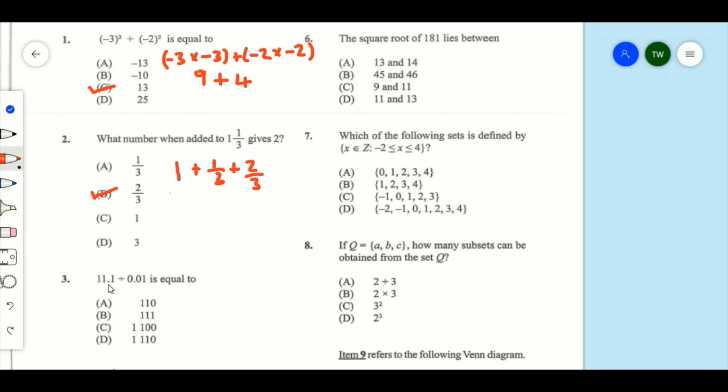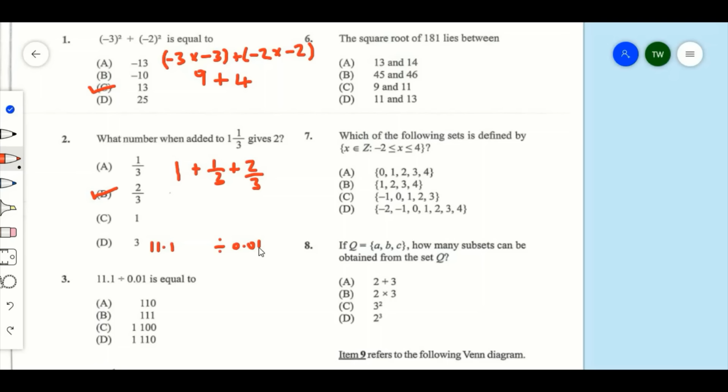Number 3, 11.1 divided by 0.01 is equal to. The approach that we're going to use to solve this question is to rewrite the question as a whole number. So they give us 11.1 divided by 0.01. Now 0.01 is the divisor and 11.1 is the dividend.